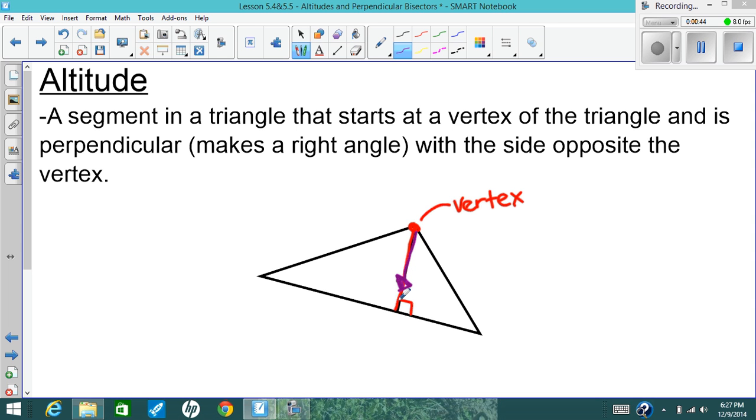and it's perpendicular to the opposite side. Remember, that's what this box means. It means it's a 90-degree angle. So basically, when we have an altitude, I have a segment that forms a 90-degree angle with the side opposite of the vertex. So we know that this angle here that I've labeled is 90, and we also know that this angle that's supplementary to it is 90 degrees.